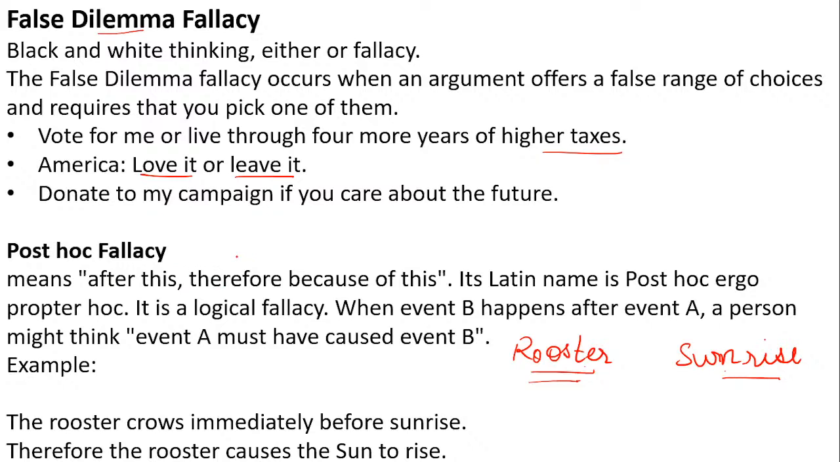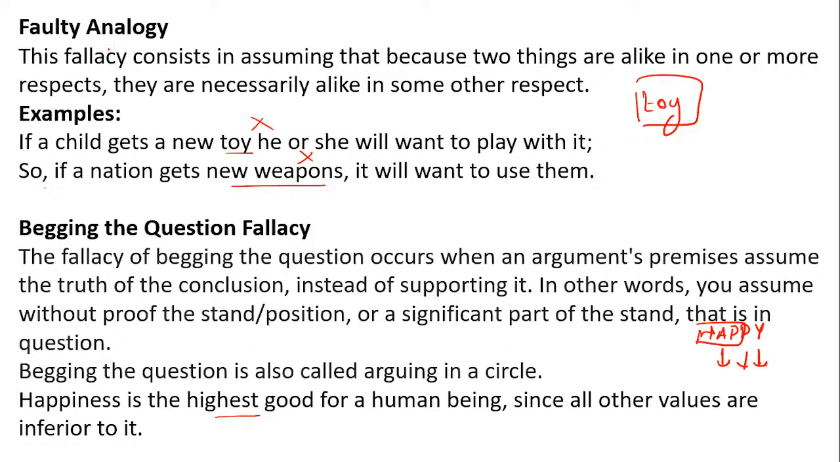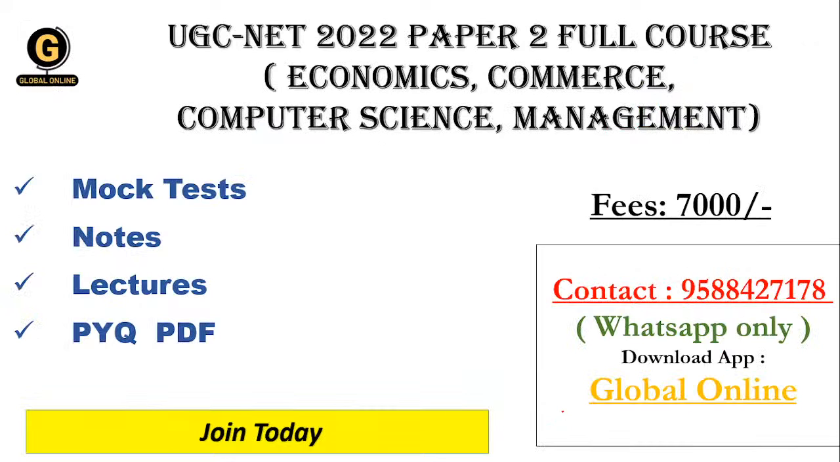Post hoc fallacy is when A is happening before B, so you think, okay, A is causing B to happen. Like the rooster crows before sunrise, so you think the rooster is making the sun come out, so this is also a fallacy. Faulty analogy fallacy is when you are comparing, if two things are similar in one or two ways, you think that they are similar in other ways as well. So comparing a toy with weapons. Begging the question fallacy is called arguing in circles. So happiness is the highest good for all human beings since all other values are inferior to it, so this is also an informal fallacy. So if we talk about fallacies, this was it in today's session, students.